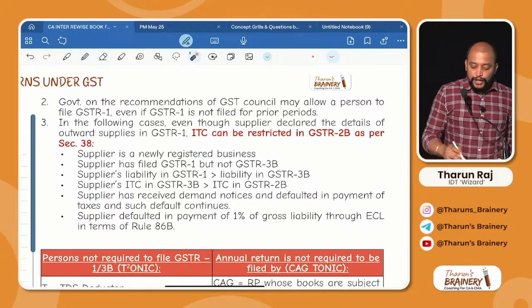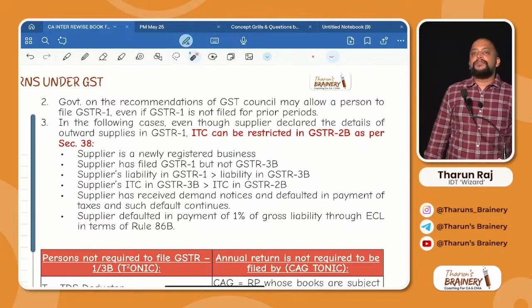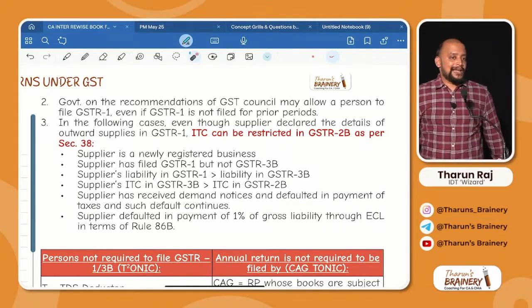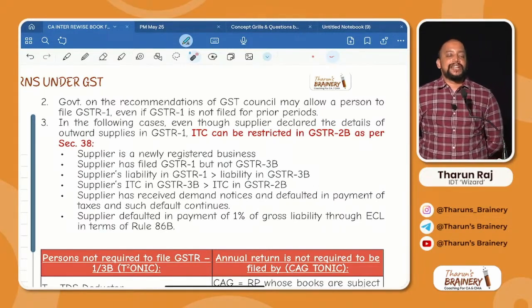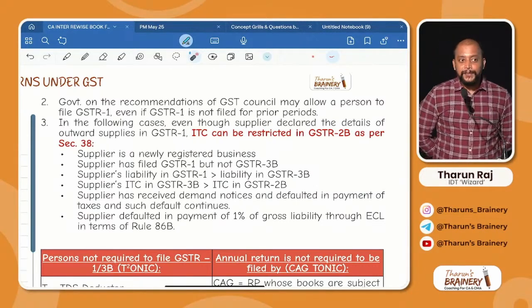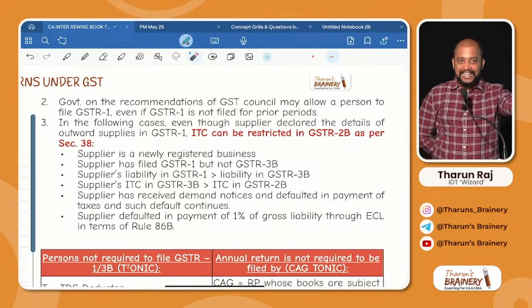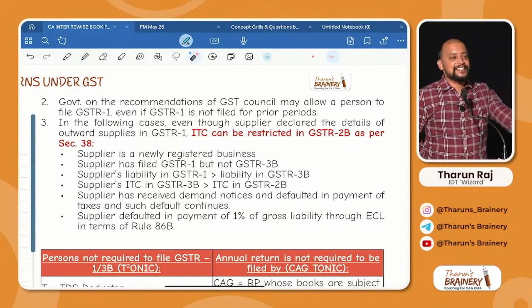Is it clear? What are those situations here? 6 situations you can see. First, you are buying from a supplier. Ask the supplier, are you fresh, sir? Yes. So sorry, I will not buy from you. Why? Because he is a newly registered person. Fresh means you don't understand in any other way. So he is a newly registered person.